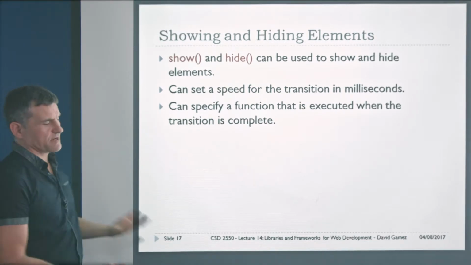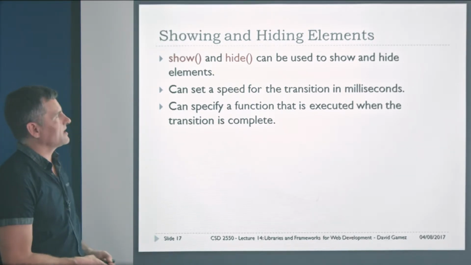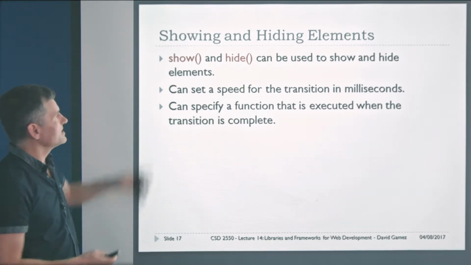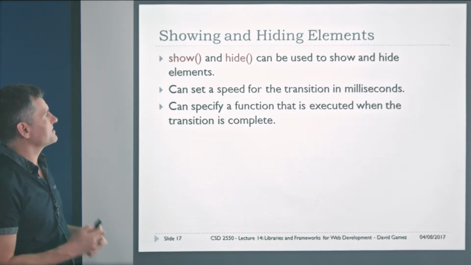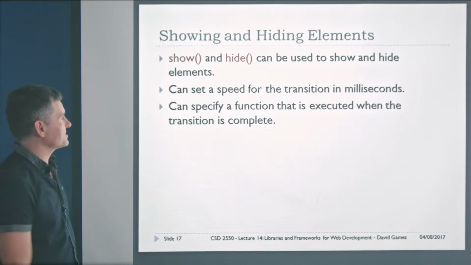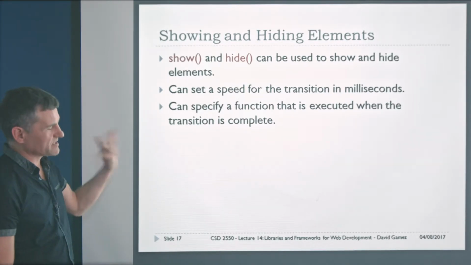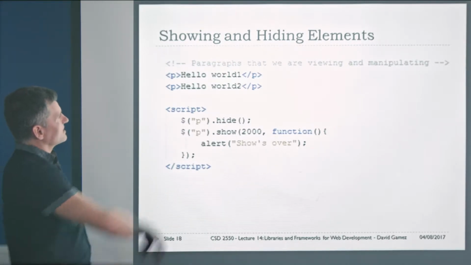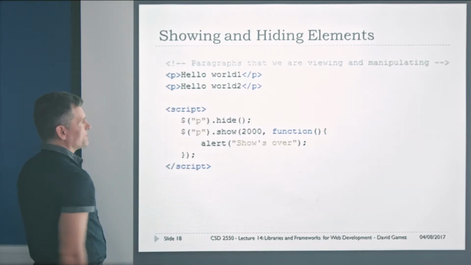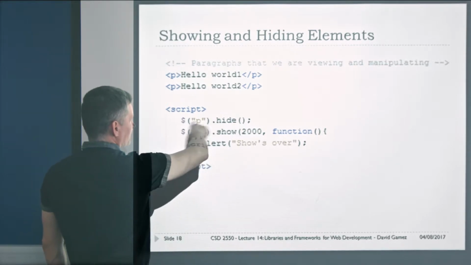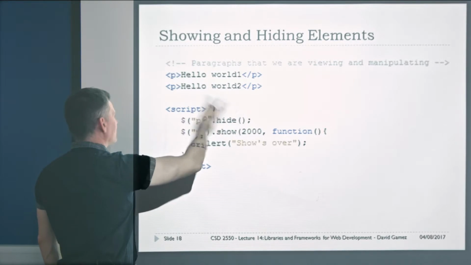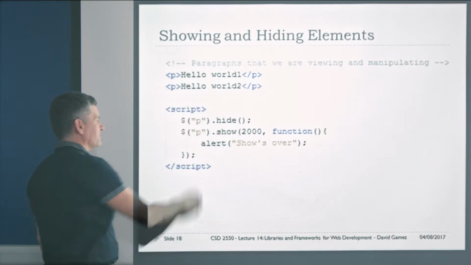You can also use jQuery to show and hide elements. It's a sort of wrapper for the CSS property that lets you do that. So there are show and hide methods, and you can set a speed for this transition in milliseconds, and also specify a function that's executed when the transition is complete. A little example: a couple of paragraphs, hello world 2. Here's a script. First we hide these two elements just by selecting all the p elements and calling hide. It does save you a lot of typing, jQuery, I must say.